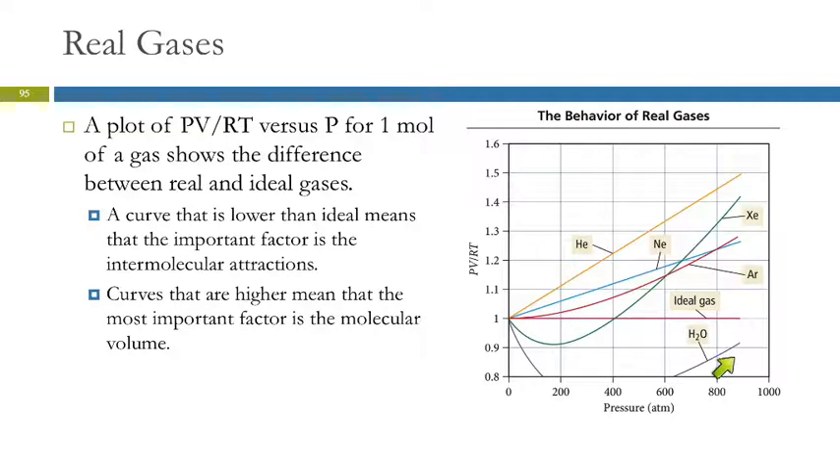For gases like water or for xenon, up to a point, n is less, and that tells us that for these gases, the intermolecular attractions are what's more important. And they cause it to appear like there's less gas than there actually is.